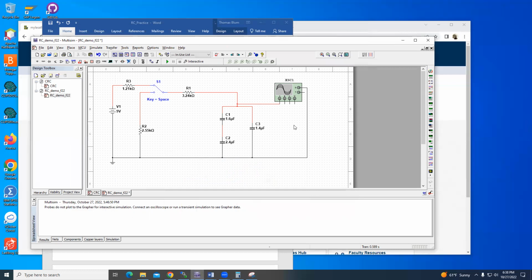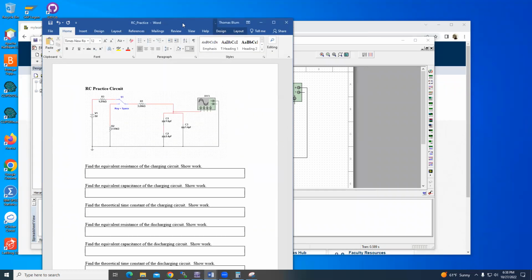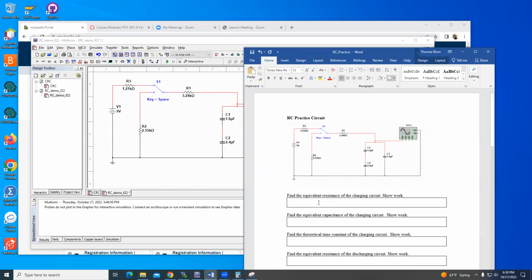Okay, so in the charging circuit, R1 and R3 are in series. So for the charging circuit, the effective resistance is 1.21 plus 3.24, which is equal to, what is that? 4.45, maybe? Kilo ohm. Okay, give a unit. What's the equivalent capacitance? I have 3 capacitors.